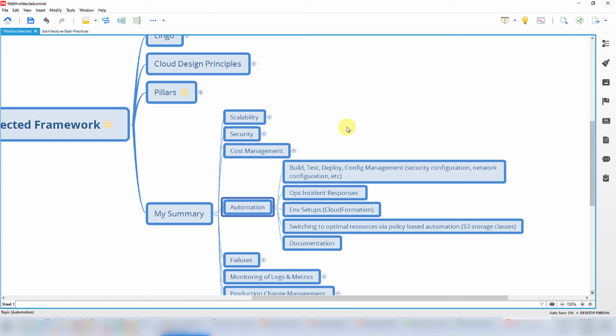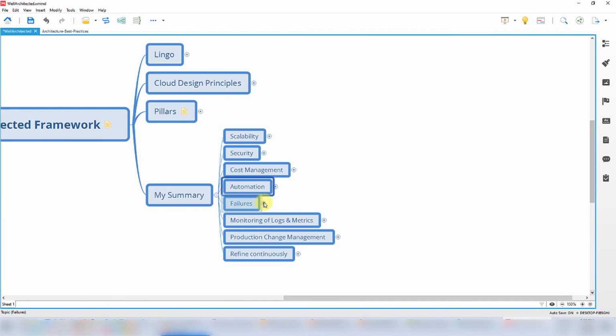Automation cuts across all the pillars, and think of automation at every level in your architecture and at every component. So some of the things to look at are build, test, deploy, and config management should be automated. Responses to operational incidents, environment setups should be automated via CloudFormation. And switch to optimal resources via policy-based automation. And documentation that's generated for the components should also be an automatic process.